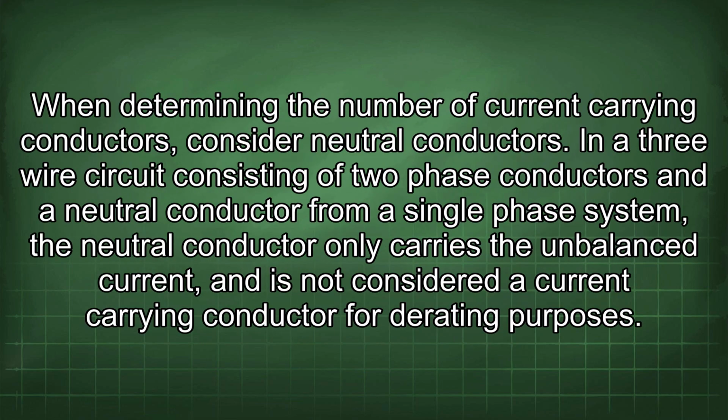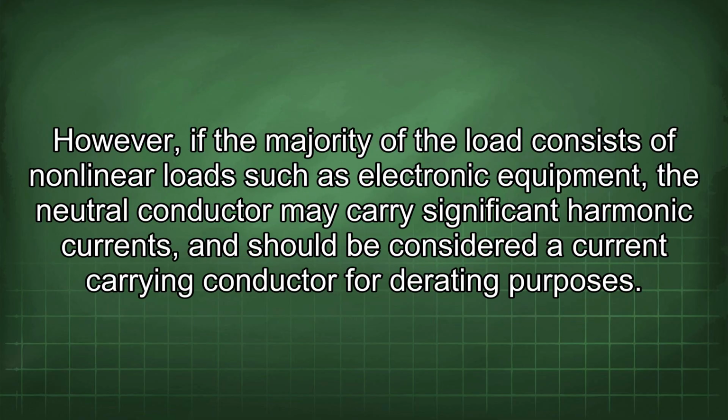When determining the number of current-carrying conductors, consider neutral conductors. In a 3-wire circuit consisting of 2 phase conductors and a neutral conductor from a single-phase system, the neutral conductor only carries the unbalanced current and is not considered a current-carrying conductor for derating purposes. However, if the majority of the load consists of nonlinear loads such as electronic equipment, the neutral conductor may carry significant harmonic currents and should be considered a current-carrying conductor for derating purposes.